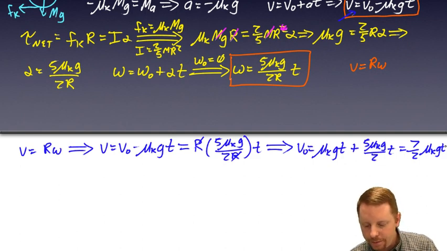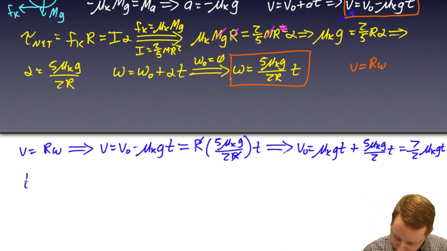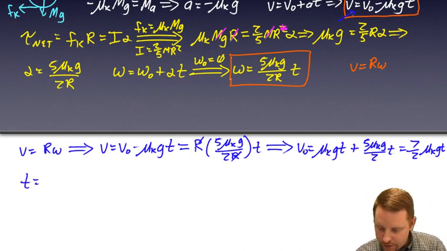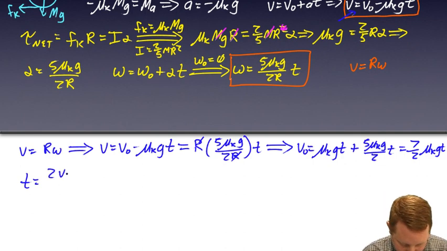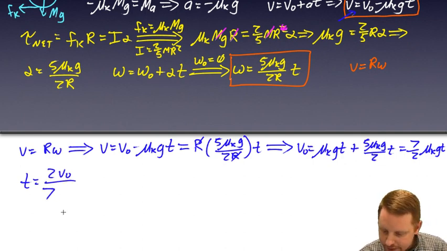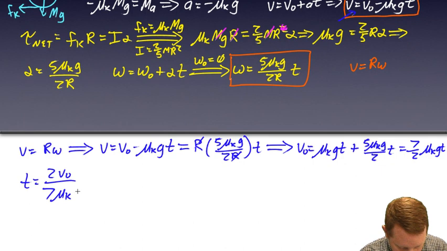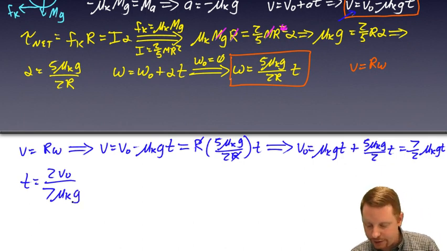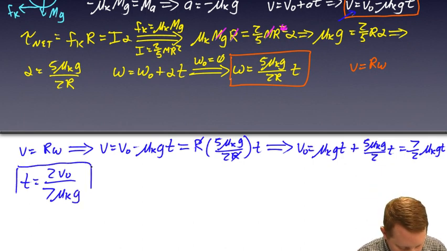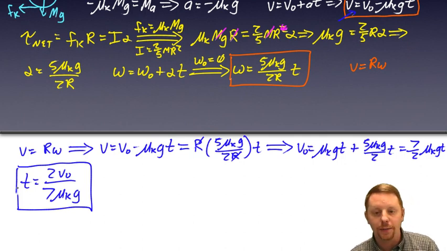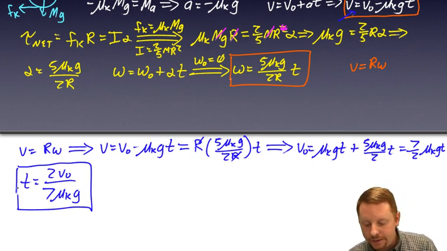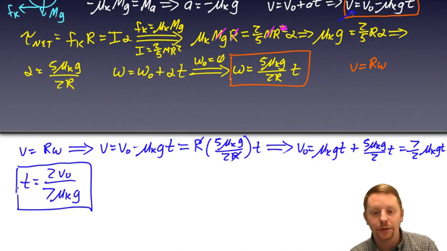Okay. From there, we can solve that for t. t equals, that's going to be 2v0 over 7 mu k times g. So now we know the time at which those two are going to be equal, when the ball starts to rotate. Once we know the time, we should be able to go back to our translational kinematics to figure out how far it's gone.